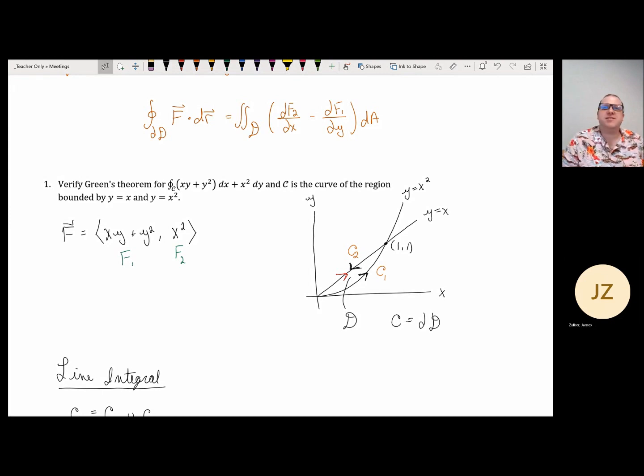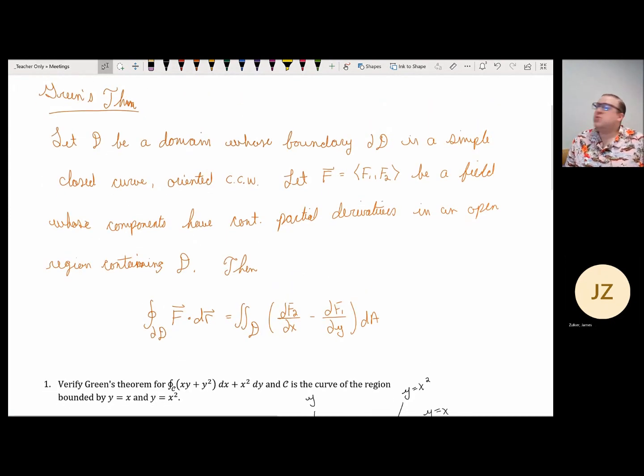Something else to point out with Green's theorem. It's only valid for circulation. If I give you a path that is not closed, you cannot use Green's theorem. Right? The path has to be closed.